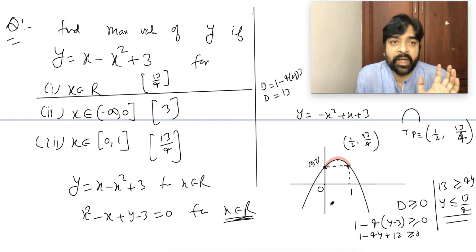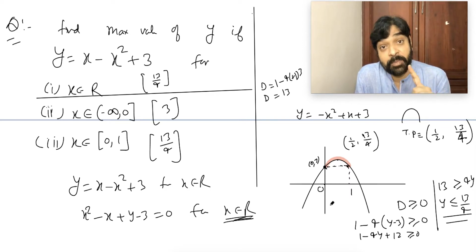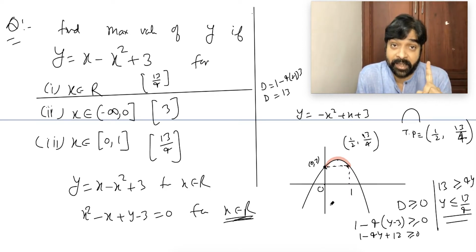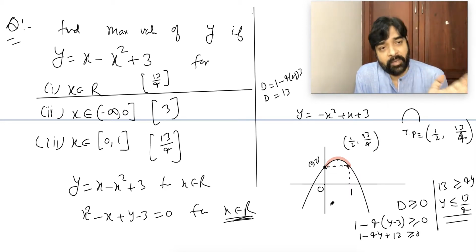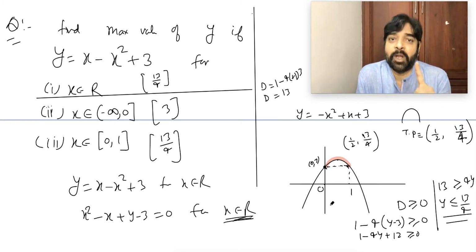Did you understand what I did? Whenever you have to get the maximum or minimum value with x belonging to real numbers only, there is no need of a graph. Convert everything into a quadratic. X belongs to real, they said, it means the discriminant must be greater than or equal to 0. Put the discriminant greater than or equal to 0 and you will automatically get the y value. This looks a little bit strange, but that's what we use for solving the question quickly.